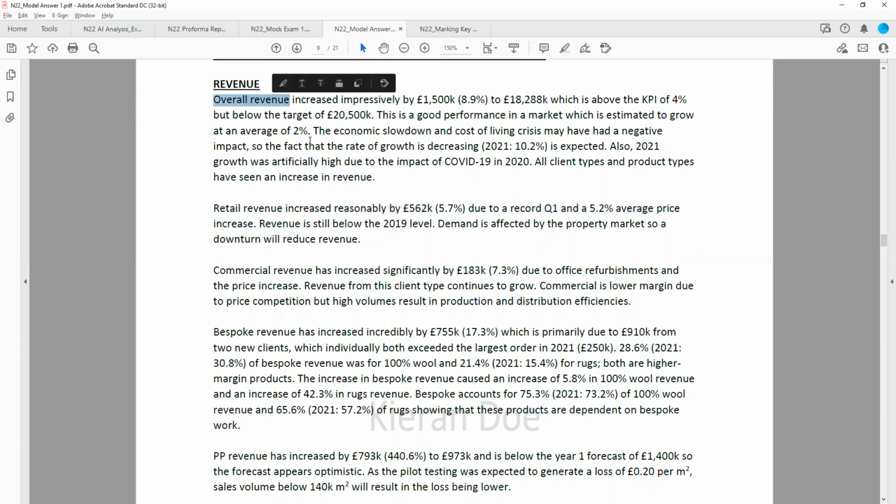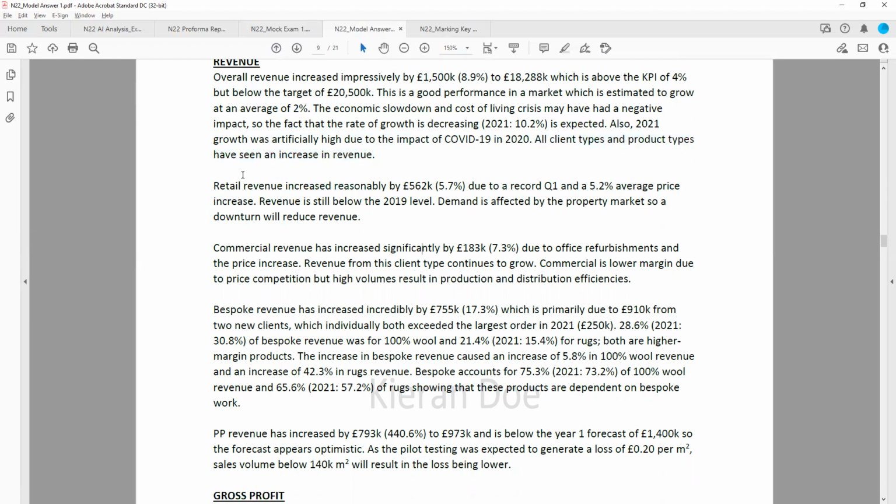With overall revenue, you don't go into the reasons why each client type has gone up or down, because we're going to do that there. So we're just looking at the overall picture. We're saying whether it's gone up, but importantly, looking at have they met targets and the KPIs, how it compares to the previous year, how it compares to the market estimate, and then have a point in there about COVID as well. And is there any overall trend here? So everything's going up or everything is going down. And then we can come on to the individual channels.